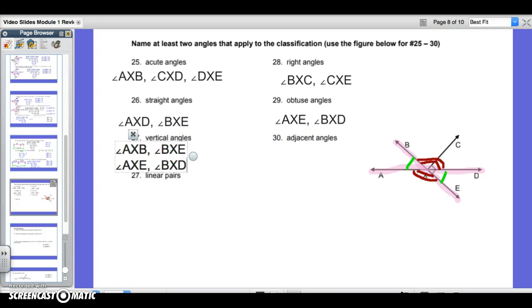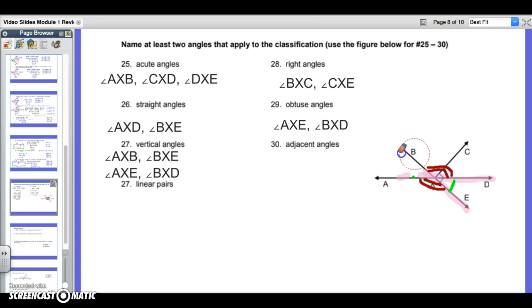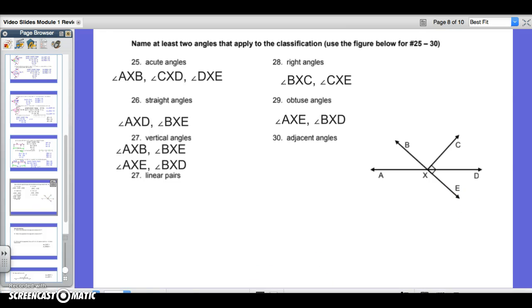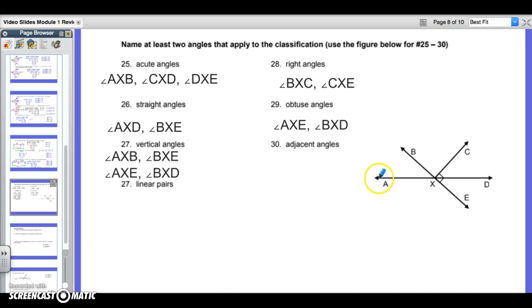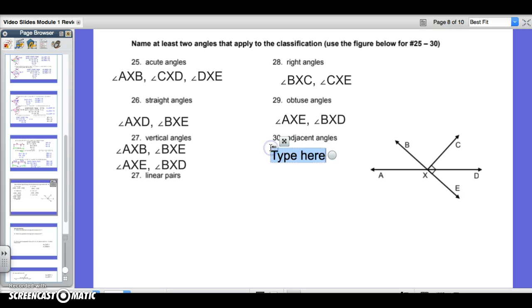Adjacent angles. Adjacent angles are angles that are next to each other, and this could be many different forms. I'm just going to give you a couple, but any kind of angle that is next to each other or touching, so they have a common endpoint. Angle AXB right there, and then BXC, those go together because they share an endpoint and they share a ray. So angle AXB is adjacent to angle BXC, so that's one pair.